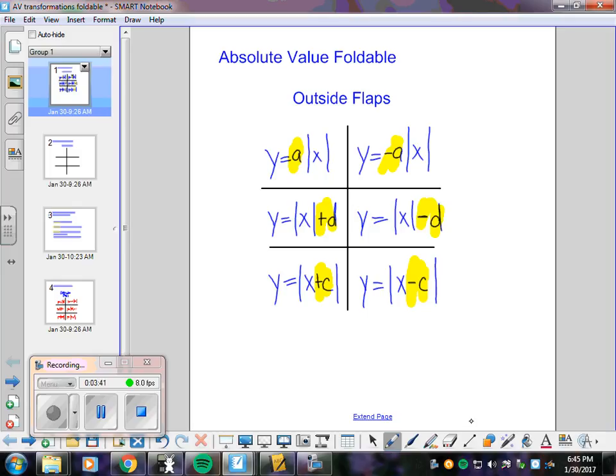Okay, if you need the sub to stop at any time and pause it and rewind, just ask the sub to do that.